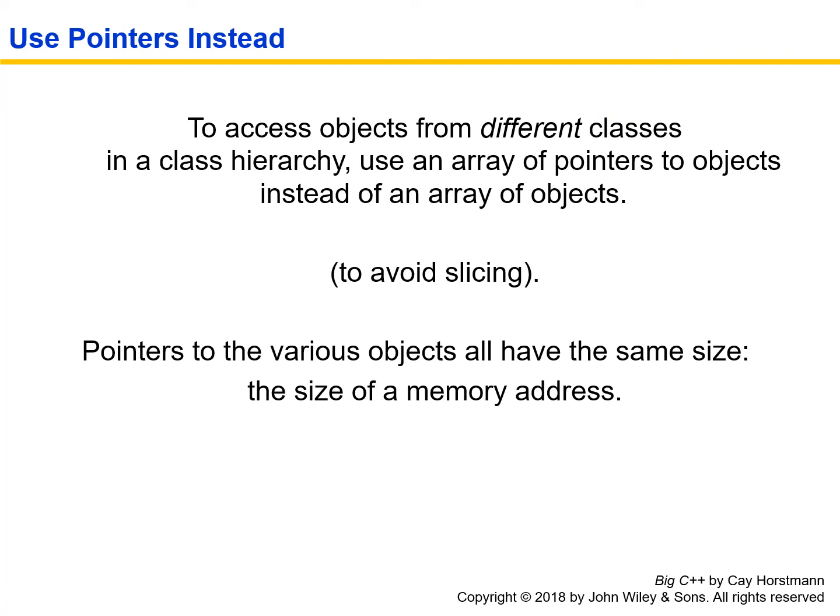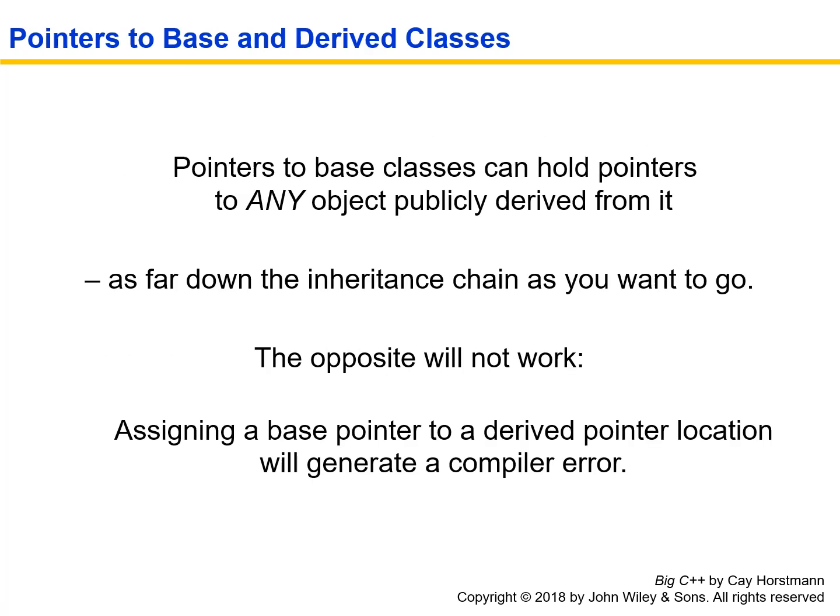So the solution to use objects from different classes in a single array is to make the array of pointers to objects instead of an array of actual objects in memory. That way no slicing occurs. You just have a pointer to each different object. And here's the key point of what enables polymorphism in C++: pointers to a base class can actually also be pointers to any object publicly derived from that base class, as far down the inheritance chain as you want to go.